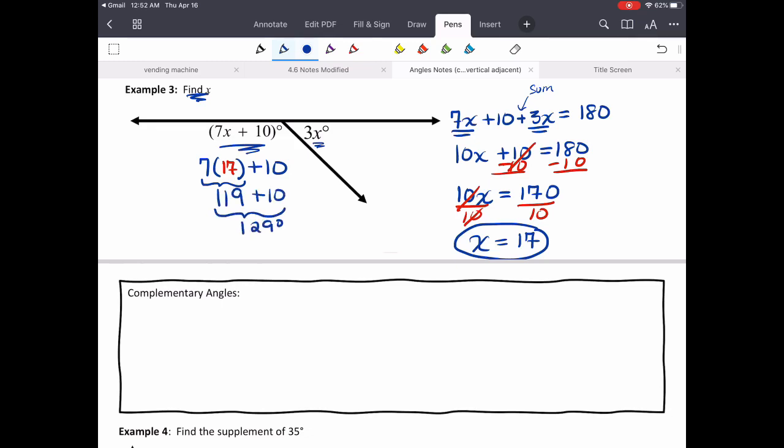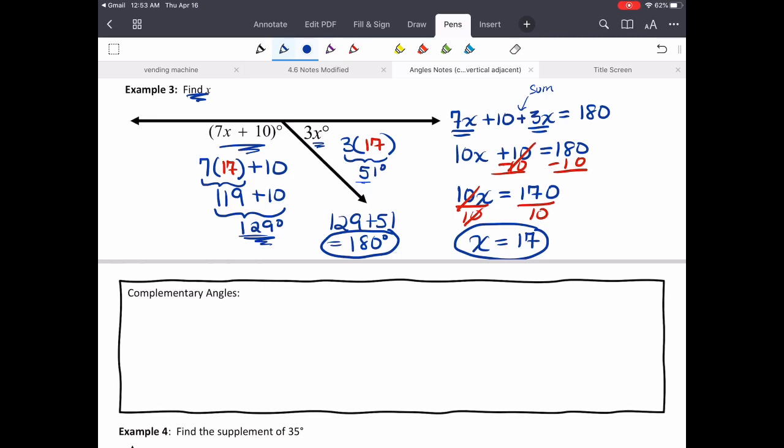All right, so I got 129 for that angle right there, and I'm going to do 3 times 17 for this one. And when we do that, 3 times 17 is 51. So 129 and 51. If you're curious, does 129 plus 51 equal 180? It does, and that's a good way to check yourself to see if you're doing those right, and that does work.